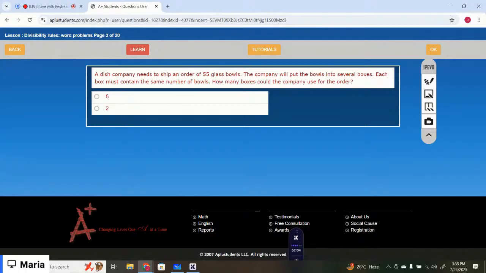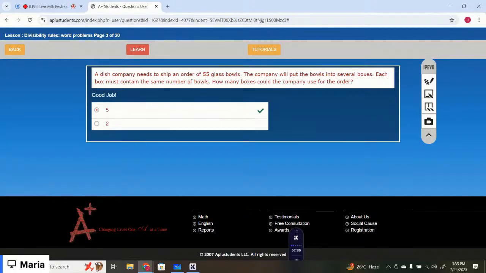A dish company needs to ship an order of 55 glass bowls. The company will put the bowls into several boxes. Each box must contain the same number of bowls. How many boxes could the company use for the order? Option number 1, that is 5, because 55 is divisible by 5.